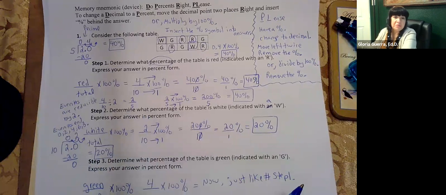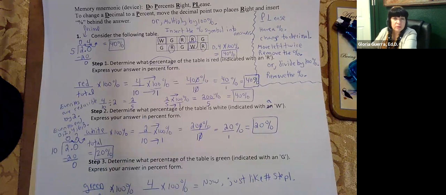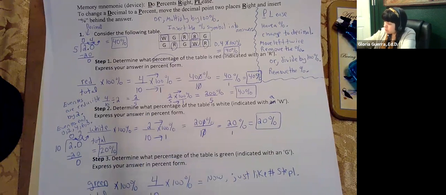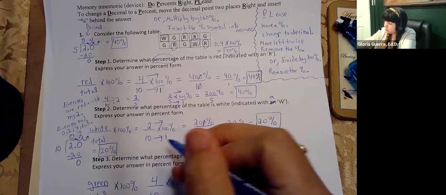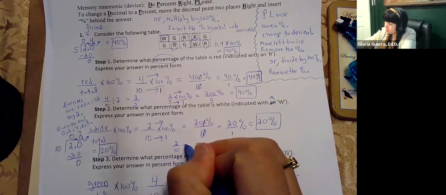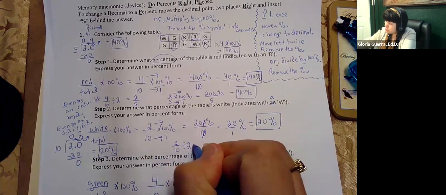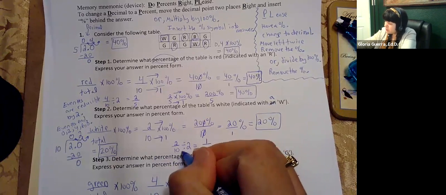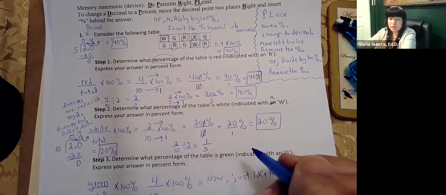Okay, so you can do that. Now I didn't reduce here. I could have reduced here also. Let me do this one again. If I wanted to, I could have reduced 2 over 10 by 2. 2 divided by 2 is 1, and 10 divided by 2 is 5. So that gives me 1/5.